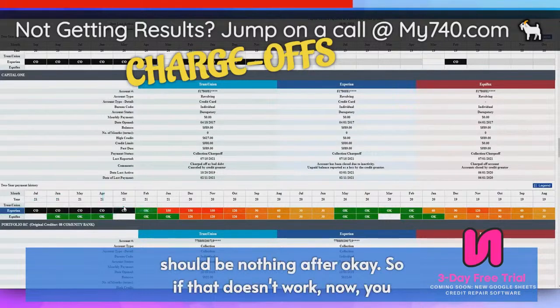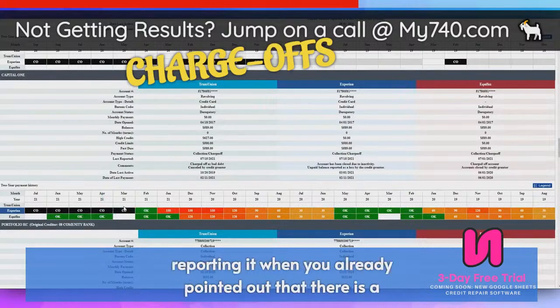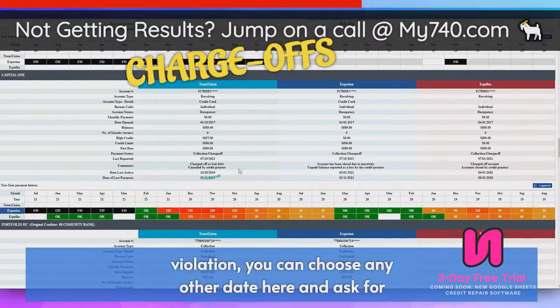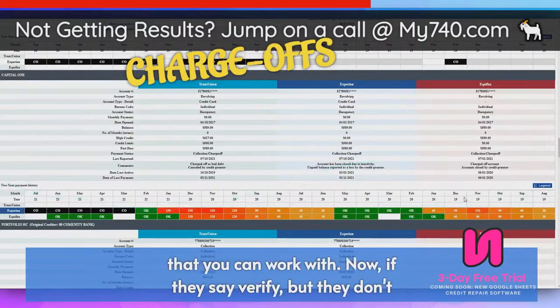So if that doesn't work, now you can start looking for violations. Why are they still reporting it when you already pointed out that there's a violation? You can choose any other date here and ask for a deletion for inability to verify. You have a whole horde of things that you can work with.